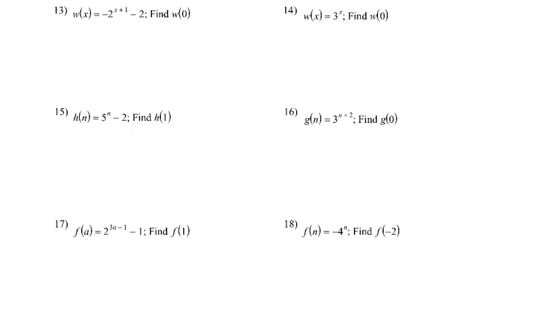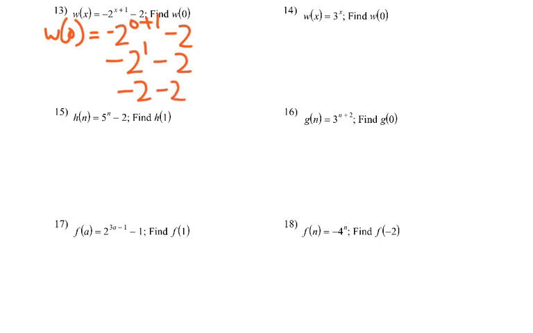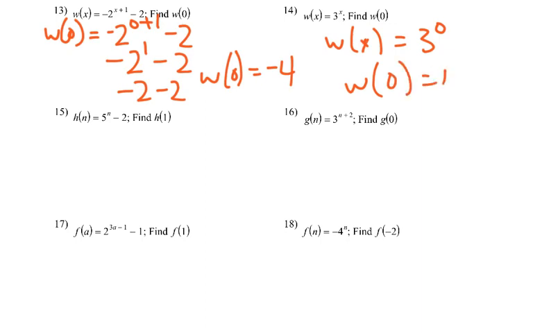So it doesn't matter how complex it gets. We still treat it the exact same way. So w of 0 equals negative 2 to the 0 plus 1 power, minus 2. Negative 2 to the 0 plus 1 is 1, minus 2. Negative 2 to the first is negative 2, minus 2. Gets us w of 0 equaling negative 4. Okay, 14, w of x equals 3 to the 0. Hopefully you know that anything to the 0 power equals 1, so w of 0 equals 1, and I should change that to 0.